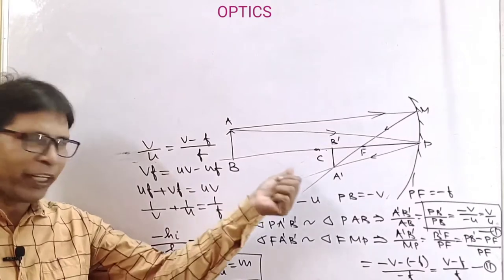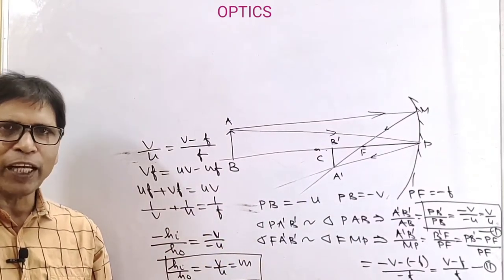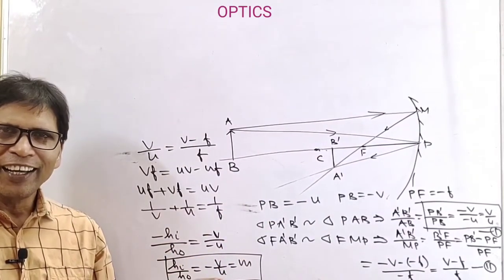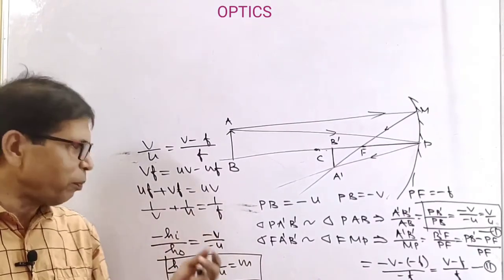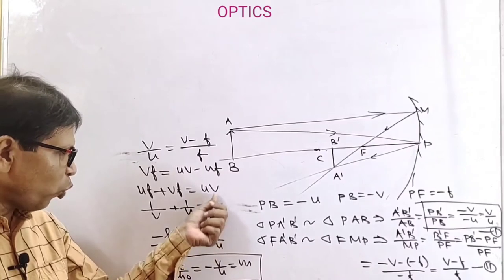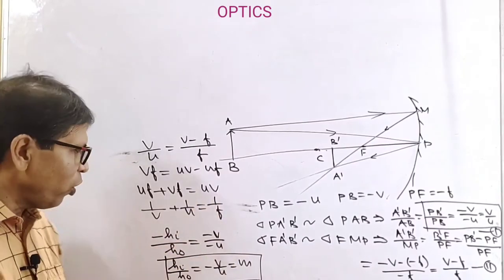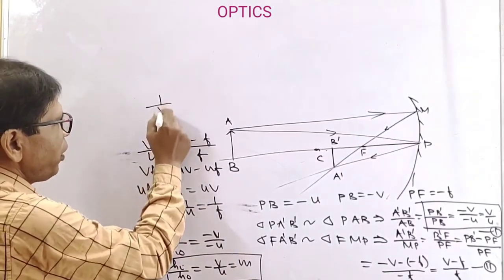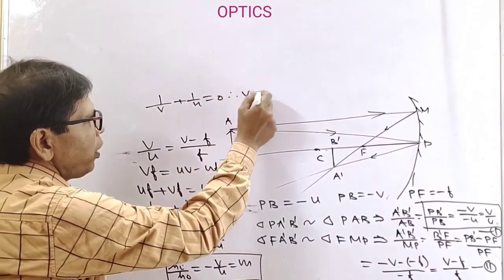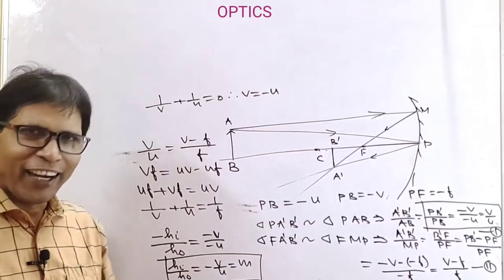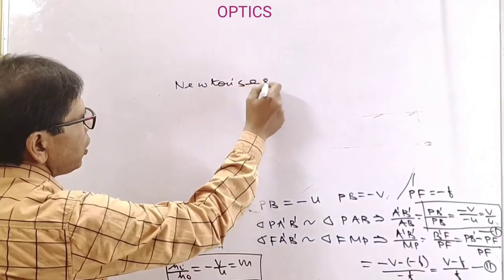Now next question. Will the spherical mirror relation be applicable for a plane mirror? For a plane mirror, the focal length is infinity, so 1 by infinity equals 0. So 1 by V plus 1 by U equals 0. Therefore, V equals minus U. Understood? Now Newton's equation.